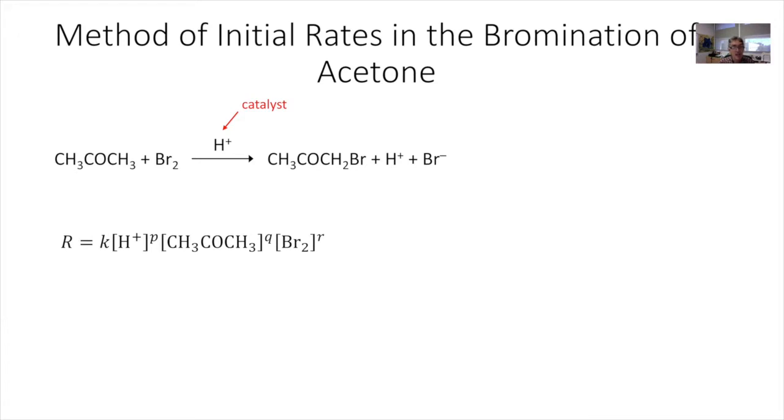So here we have the rate law for this particular chemical reaction. The rate of reaction, which is capital R, can be written as this product. K is the rate constant, P is the order of reaction with respect to hydrogen ion, likewise Q and R for the orders of reaction with respect to acetone and bromine.